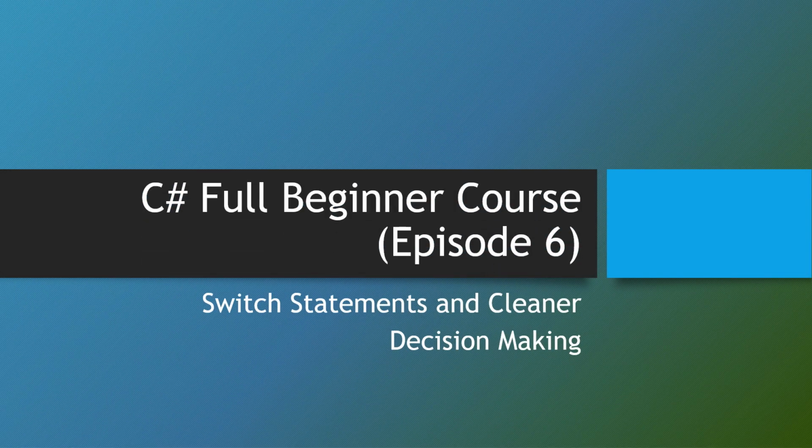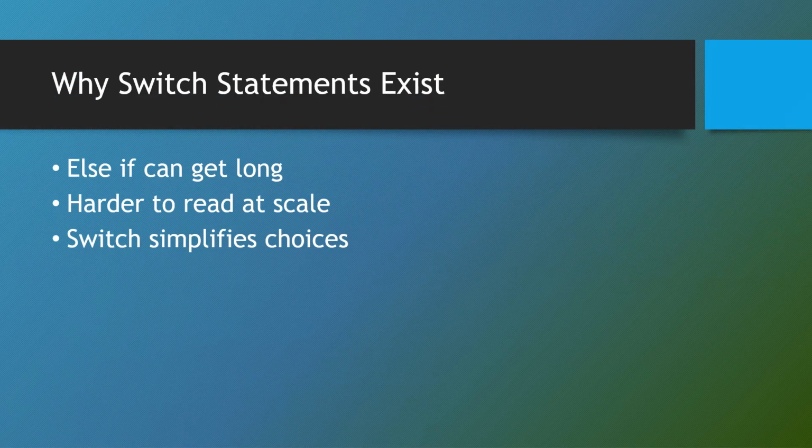In the last episode, you learned how to make smarter decisions using else-if statements and logical operators. But here's the problem. As your programs grow, long else-if chains can quickly become hard to read and harder to maintain. Professional developers look for cleaner solutions whenever possible. In this lesson, I'll show you a powerful alternative called switch statements and exactly when you should use them. By the end of this video, you'll know how to simplify your decision-making logic and write more readable C# code.